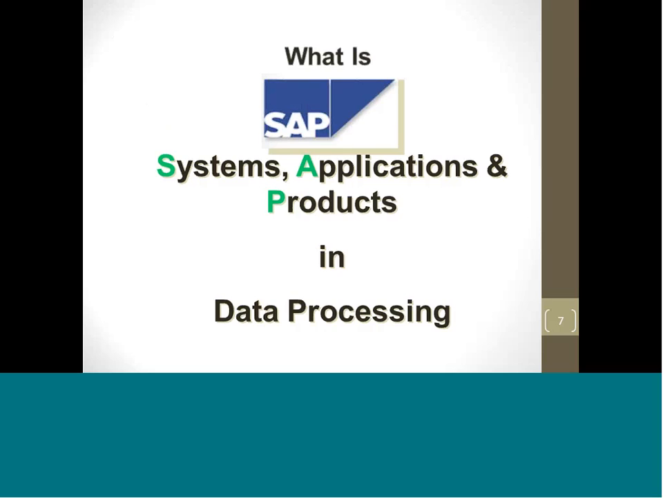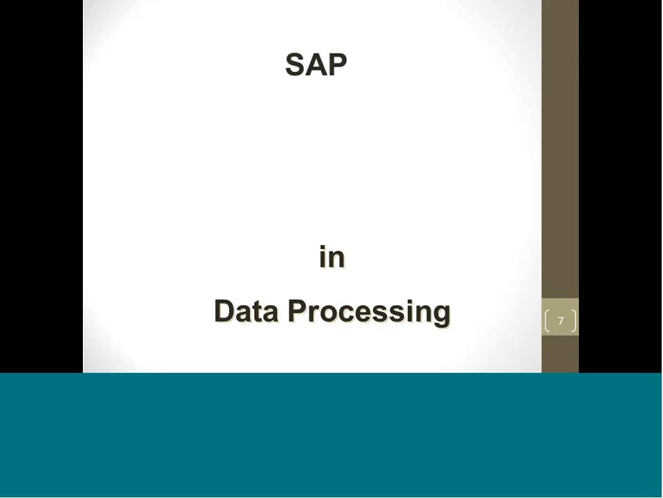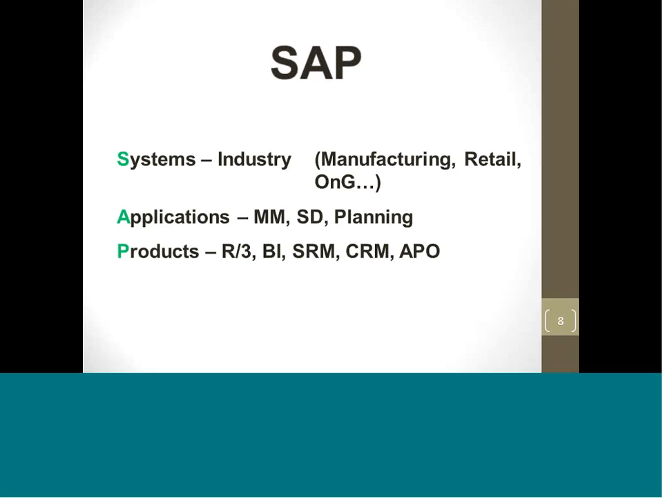SAP stands for Systems, Applications and Products in Data Processing, where the system is the industry in which you are working, whether manufacturing industry or production industry or oil and gas or retail. Nowadays you have systems for health related, school related, finance related, all these other industries. And the application is what SAP gives to accommodate this industry, like SD, MM, PM, planning, quality management, warehouse management, finance or costing, and the products which SAP is giving us.